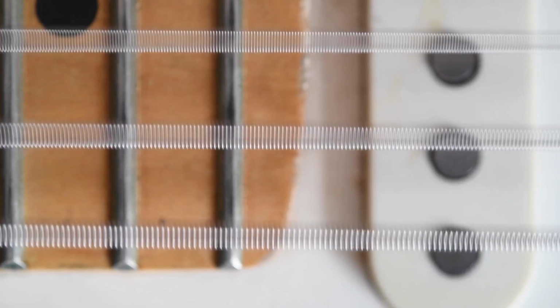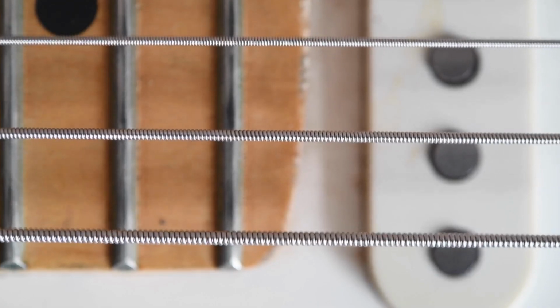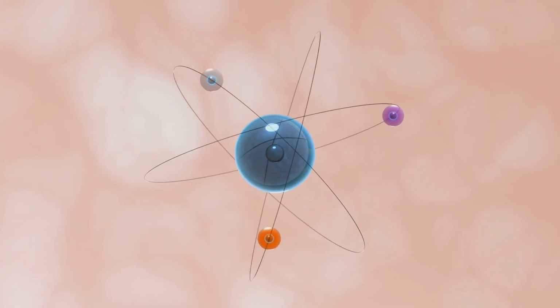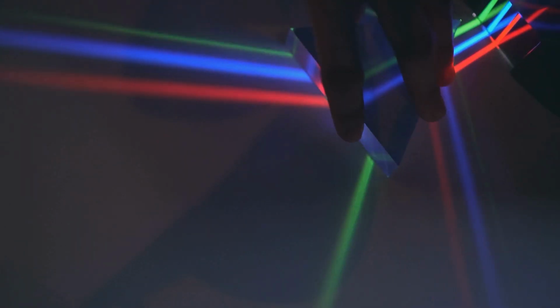Imagine a guitar string that can only vibrate at specific frequencies to produce distinct notes. Similarly, atoms can only absorb or emit energy in specific amounts, corresponding to different energy levels. This quantization of energy explained the spectrum of light emitted by heated objects.